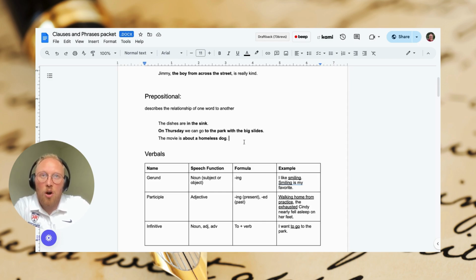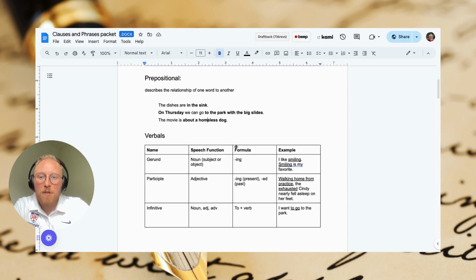Prepositional phrases will always begin with a preposition and end with a noun, what we call the object of the preposition. Now, in between those, you may have adjectives describing the noun, but you're always going to begin with the preposition, end with the noun. So it can help you in identifying those. But they're really important in language and sentence structure as well.